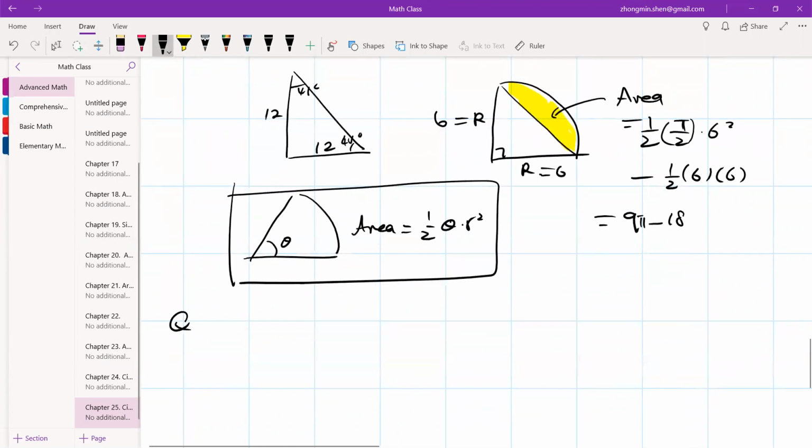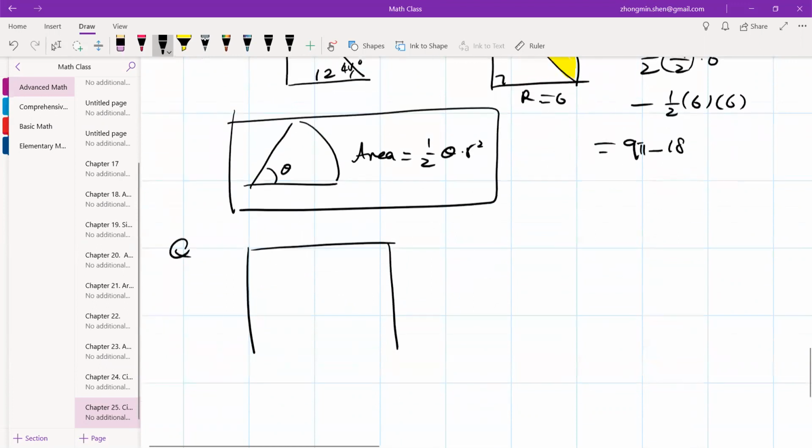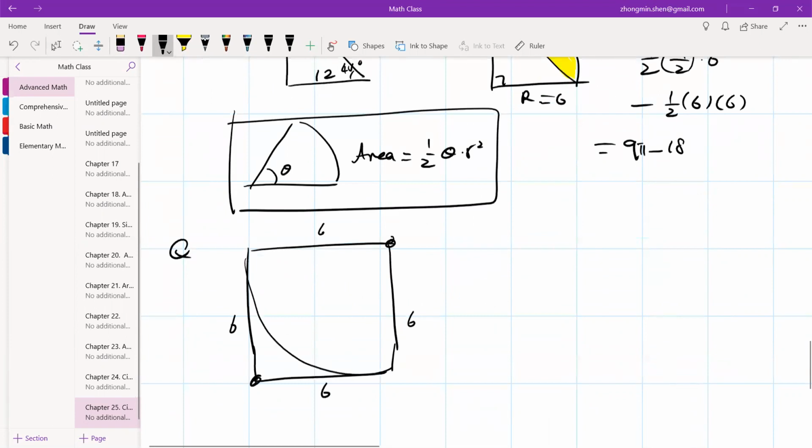Okay? Another similar problem is you have a square. Okay? Square, that's called 6, 6. So at each endpoint, you draw a circle with radius 6. Then you also draw another circle. Okay?